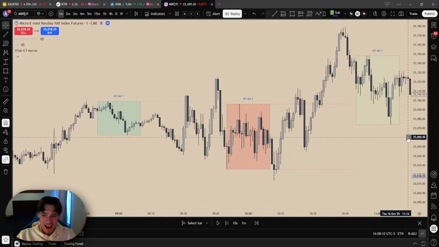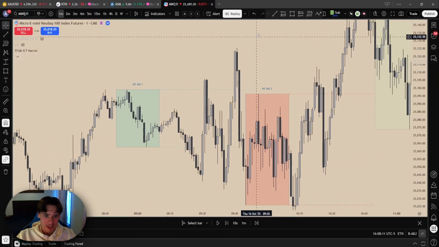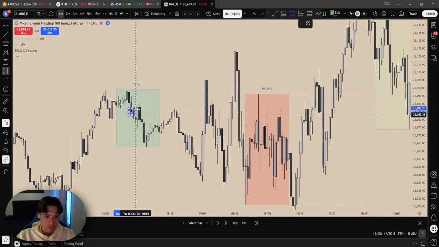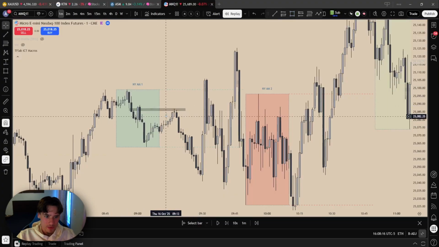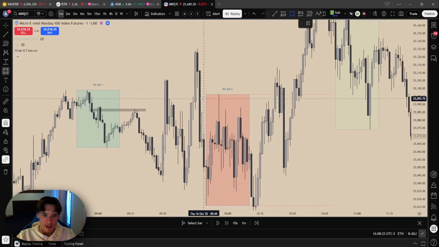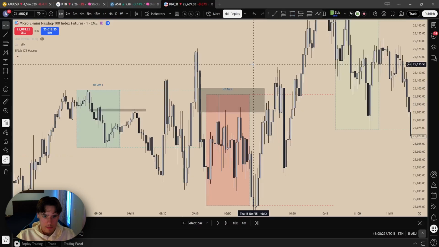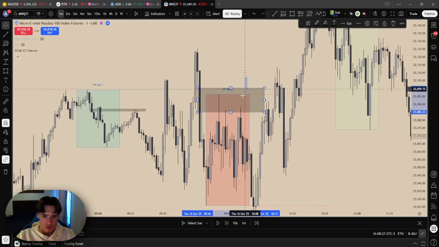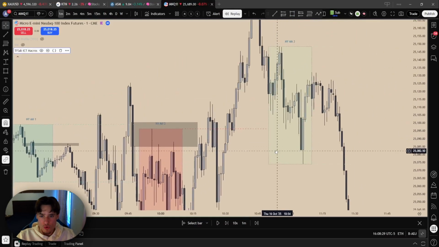So looking at macros, for example, in this case right over here, we have a little baby fair value gap right over here. We respected once, we respected twice. That is a beautiful macro time to have a rejection. Again, fair value gap during a macro time. 1, 2, 3 rejections. Beautiful.